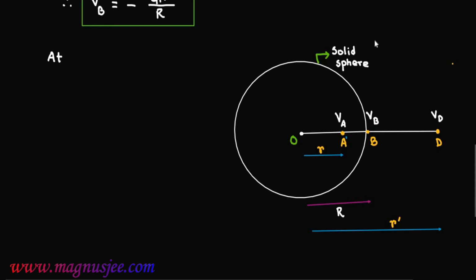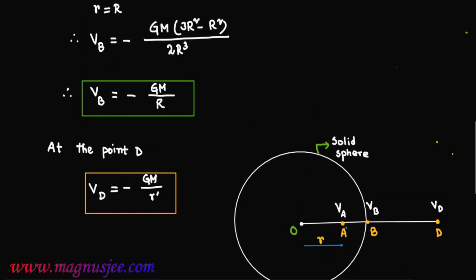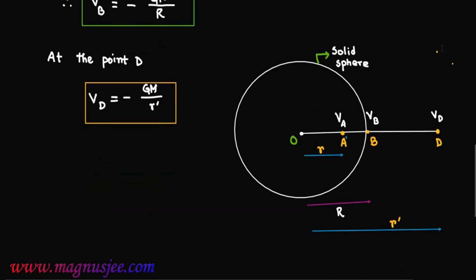Now at the point D, outside the solid sphere, VD equals minus GM by R prime, where R prime is the distance of the point D, which exists outside the solid sphere.